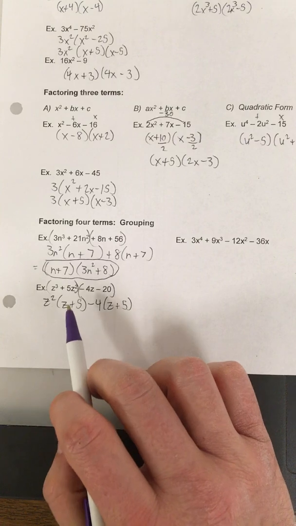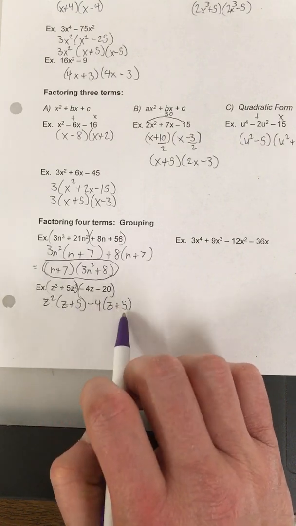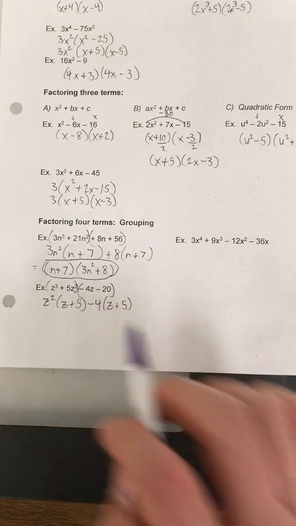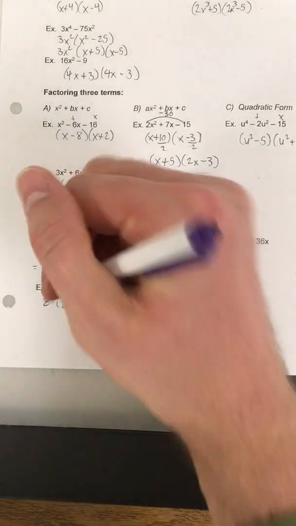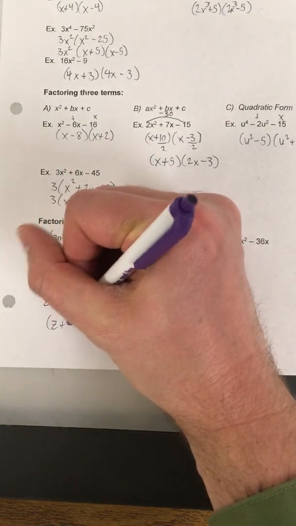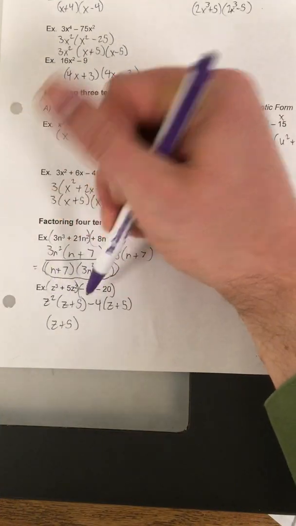Again, in order for this to work, you'd have to have the same thing in both sets of parentheses. All right, if you get 2 different things in the parentheses, then either A, you made a mistake, or B, you just can't factor it by grouping. All right, but this one, it worked. So I'm gonna pull z plus 5 to the front, gonna leave me with z squared minus 4.